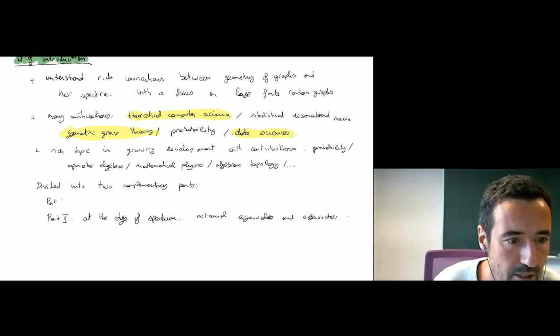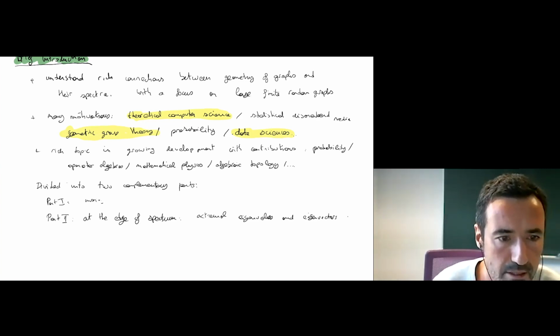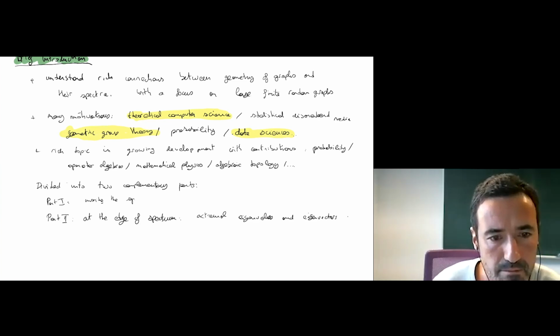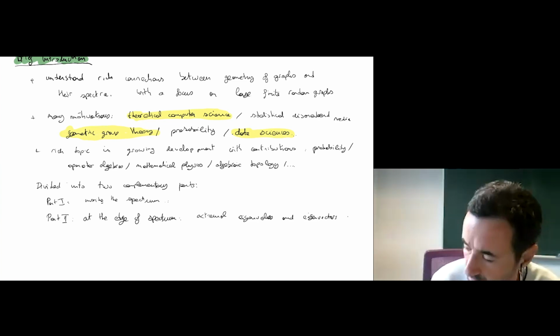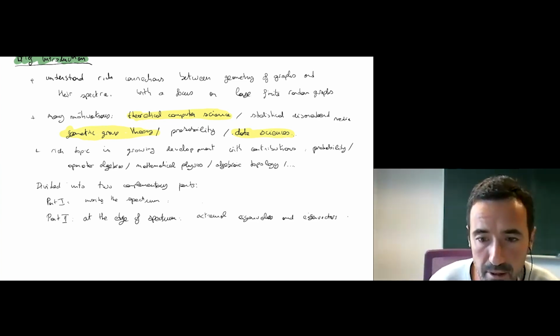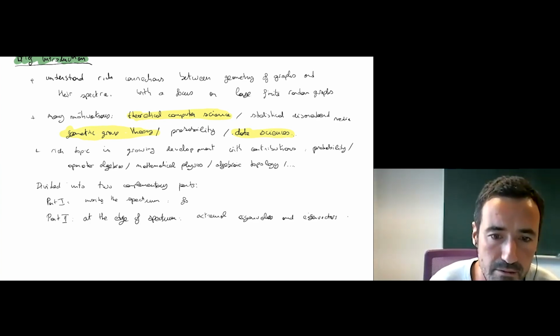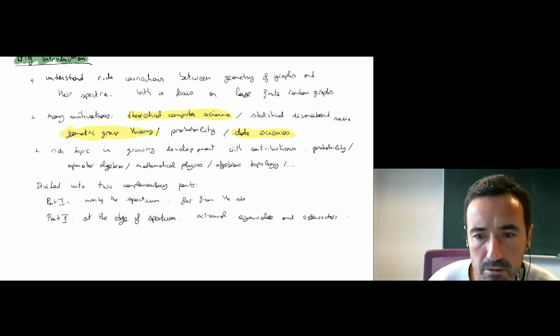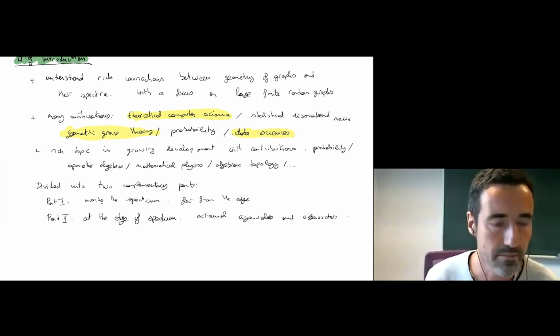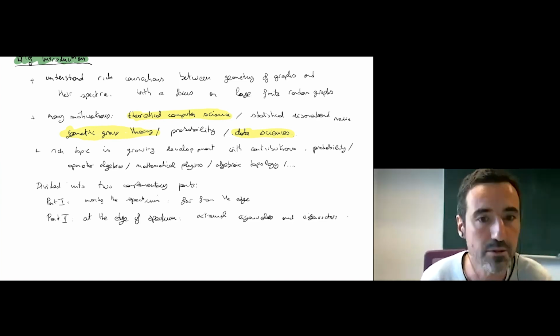And the first part will be the study of what happens at the edge, inside the spectrum. Where we will study extremal eigenvalues and eigenvectors far from the edge. Okay, so we will start with that, because it's in some sense the good order to consider.